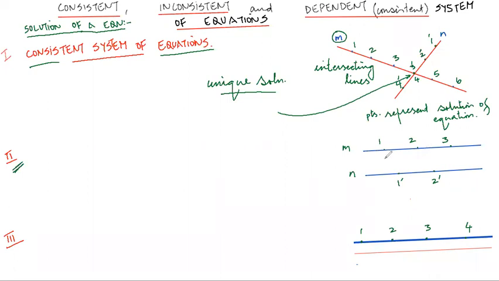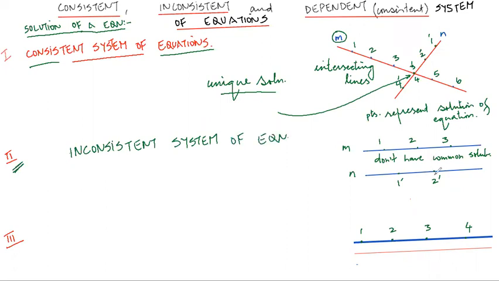They don't have a common solution. So parallel lines don't have a common solution. They have no solution at all, no common solution. They have their own solutions, but no solution is common. Means there is no point of intersection between these parallel lines. So these lines are known as inconsistent. Inconsistent system of equations. Or you can say inconsistent lines. They have no common solution.